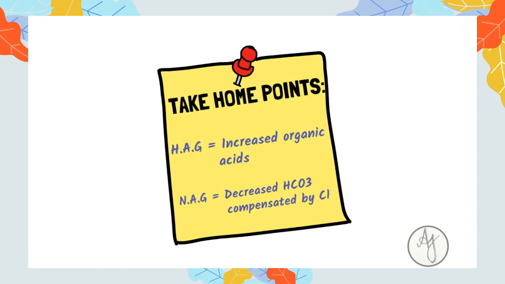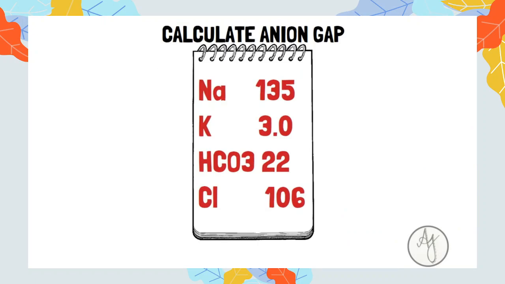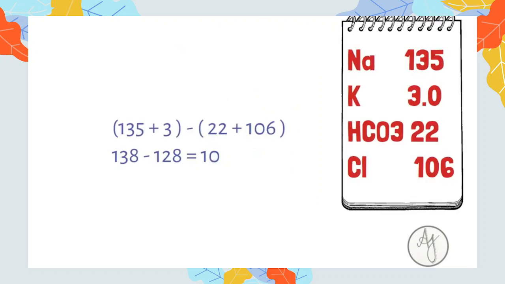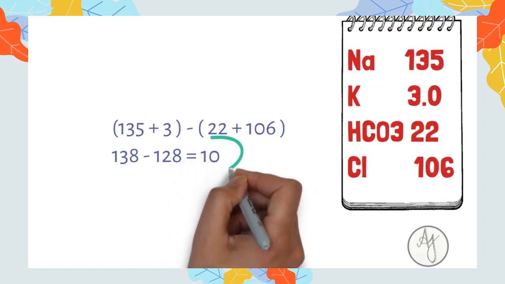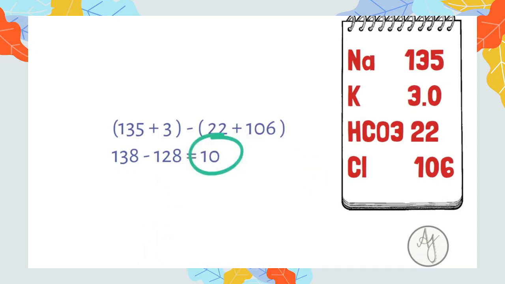So here's an example for you to solve. I will give you 10 seconds to solve this one. Your time starts now. So here the anion gap is 10, which is in the normal range.